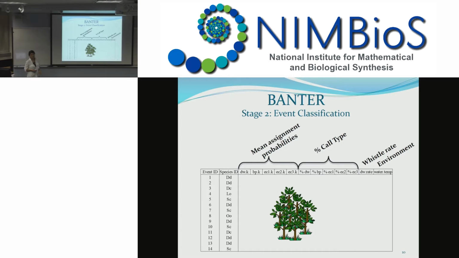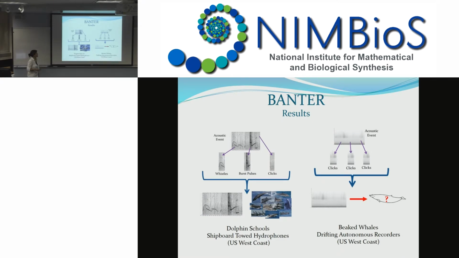And then we run random forest again. So this is just a hierarchical random forest classifier. And so BANTER is fairly new. We've run it on 2 different data sets. We've got some dolphins and some beaked whales. Beaked whales only produce clicks for the most part. That's all we detect anyway. And so I just did a few different click detectors there.